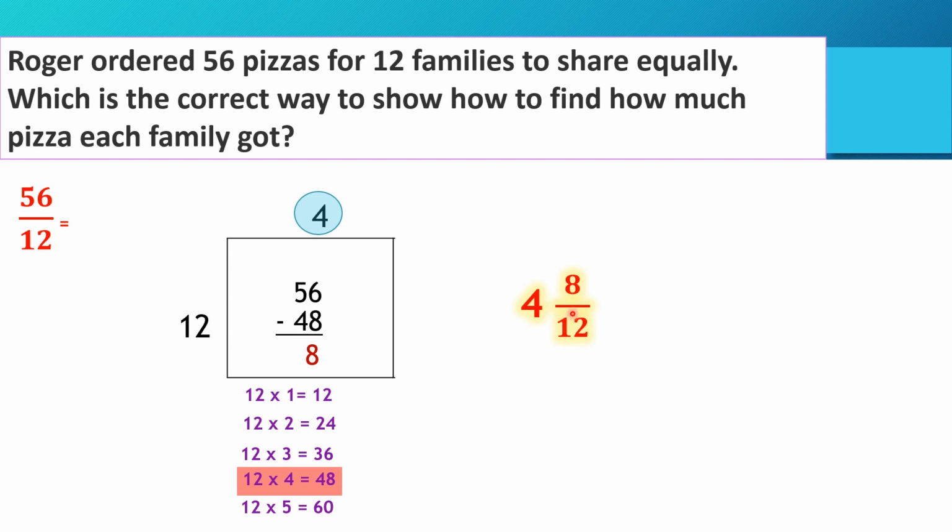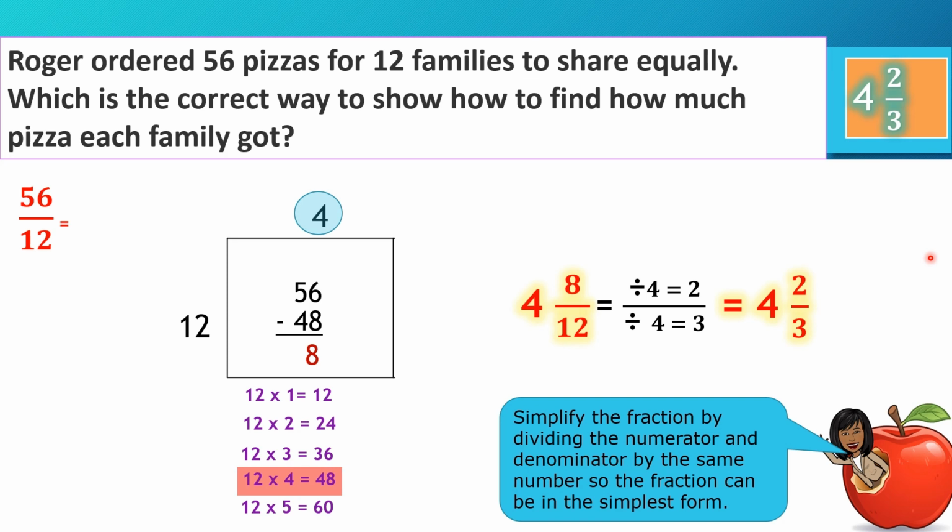Now, looking at 4 and 8/12, we can realize that this is a kind of big fraction. So we can basically simplify the fraction, or we can break it down so that it can be in the simplest form. So when we are simplifying a fraction, we are basically dividing the numerator and the denominator by the same number. So if we divide 8 by 4, we get 2. And if we divide 12 by 4, we get 3. So we just simplify the fraction there. And we would get 4 and 2/3 as our answer.